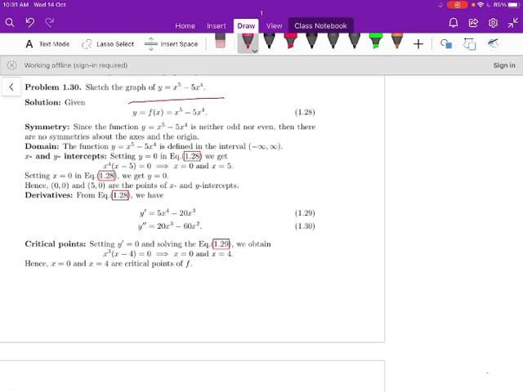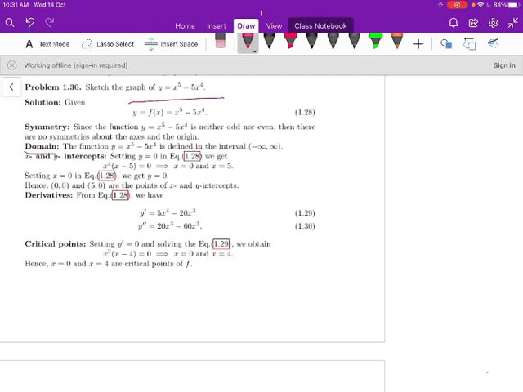So let us check the symmetry. We can observe this function is neither odd nor even, because there are no purely even powers of x or odd powers of x here. So we cannot conclude that the function is symmetric about the y-axis or origin. So the given function is neither odd nor even. Let us move to the domain.